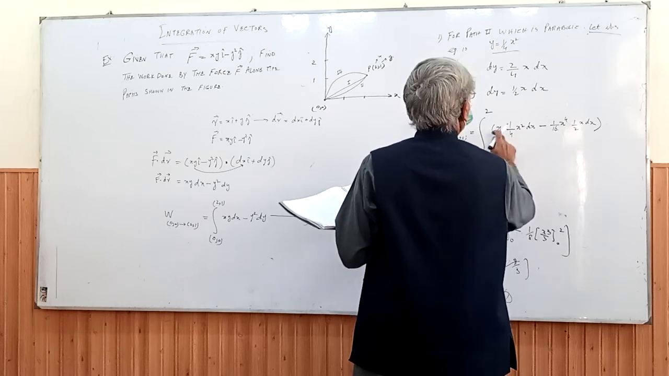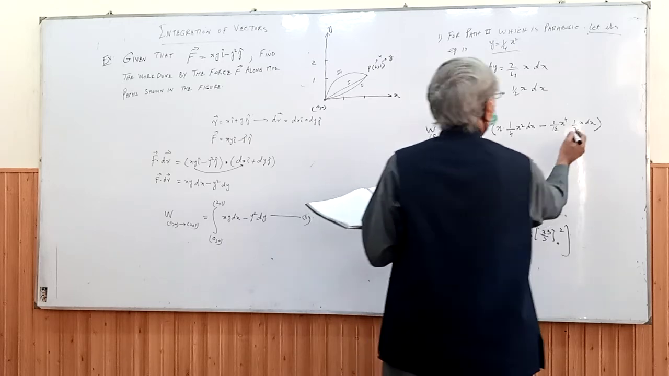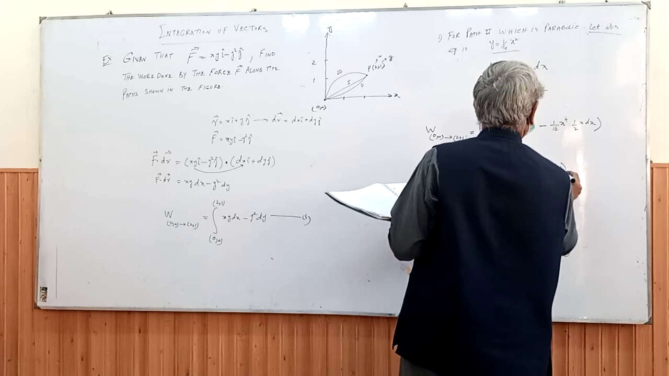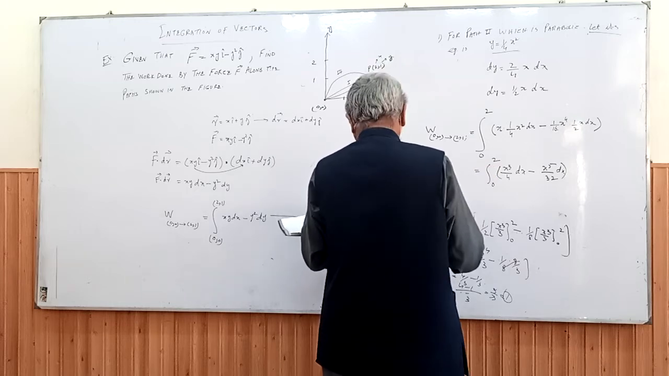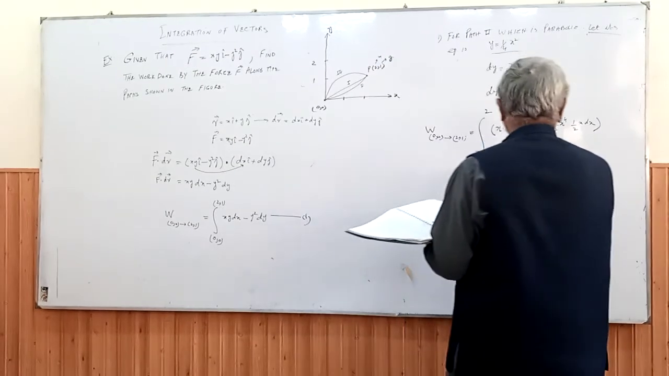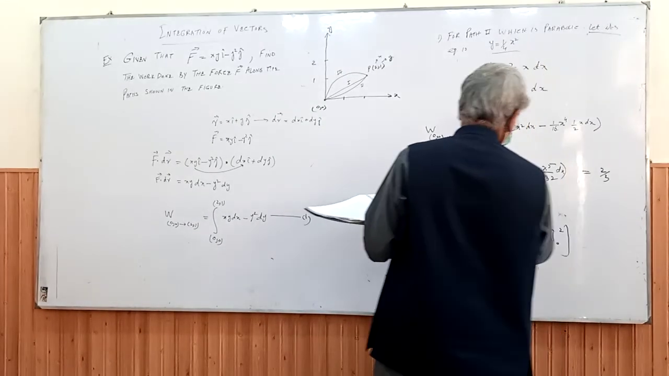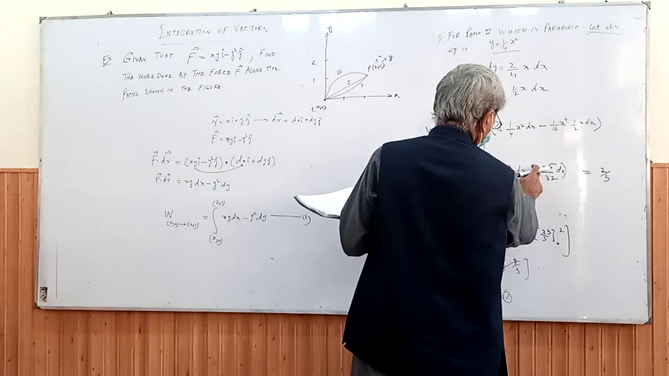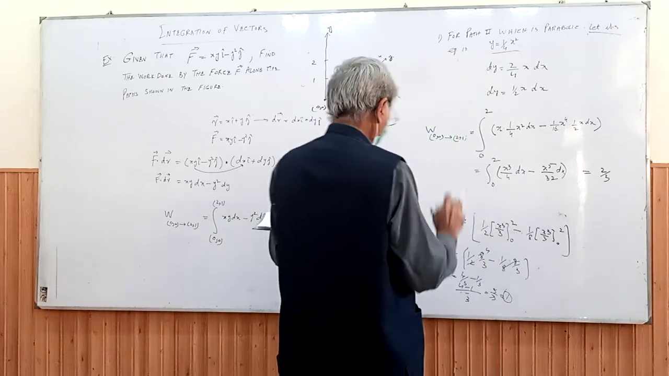From 0 to 2, this is x cube over 4 dx minus x5 over 32 dx. Again, it's a simple integration. You have done it in your FSc, put the value, and the answer is 2 over 3. You first integrate, the answer will be x4 over 16 minus x6 divided by 32 into 6, then put the limit from 0 to 2, and you get that answer.